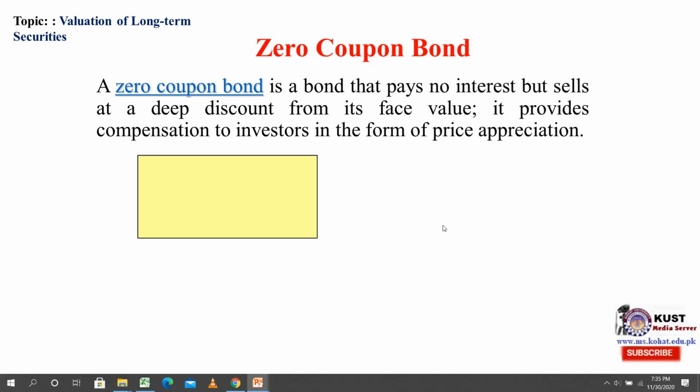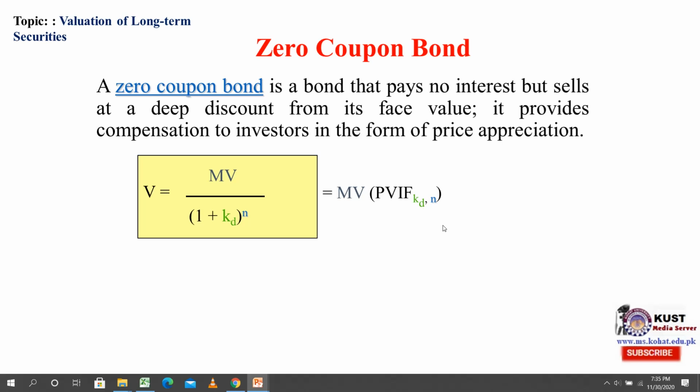So the difference between this discounted amount and the buyback amount is basically the investment return for the bondholder. So the bond does not provide any interest. There is only a relationship between the maturity value and the amount paid by the investor right now.